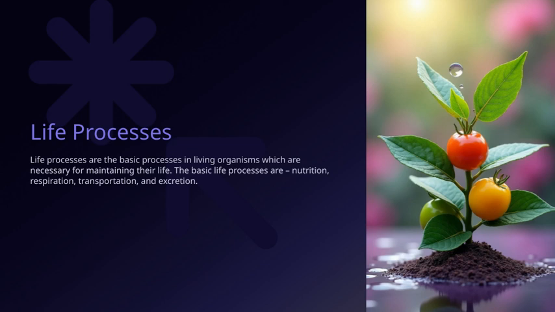Nutrition is about how organisms take in and use food to get energy and grow. Respiration is the process of releasing energy from food, which is essential for all activities. Transportation involves the movement of substances like oxygen, nutrients, and waste products within the organism. Finally, excretion is the removal of waste materials that are no longer needed or could be harmful.